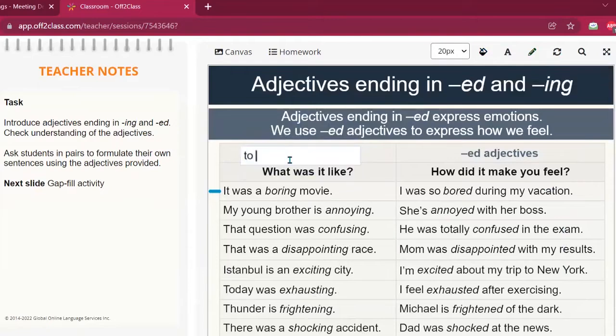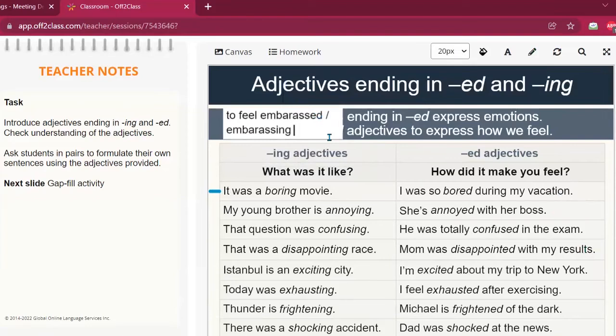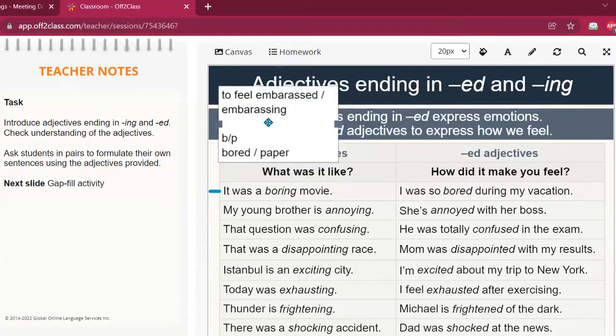To be, to feel embarrassed. Okay, and embarrassing. I was so impressed, or embarrassed, do you mean embarrassed? Listen, embarrassing. There is a difference between B and P. A lot of students make this confusion between B and P. Try to train yourself with this. When you hear, for example, B, like board, P, for example, paper. Try to train yourself so that when you hear it, it's not that difficult.